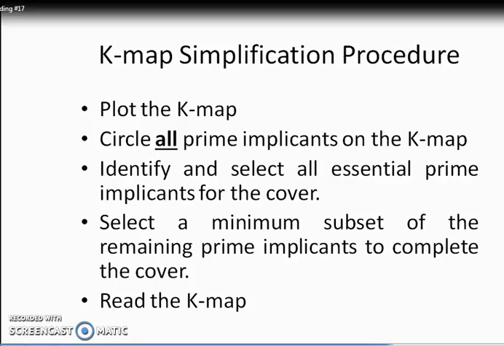Here we summarize the steps to simplify Boolean expressions in K-map. First of all, we have to plot the K-map with the given terms in a Boolean expression and circle all prime implicants on that K-map. Then identify and select all essential prime implicants for the cover, that is the adjacent terms which have common Boolean value. Then select a minimum subset of the remaining prime implicants to complete the cover. That is, you select without any repetition, covering the terms as much as possible.